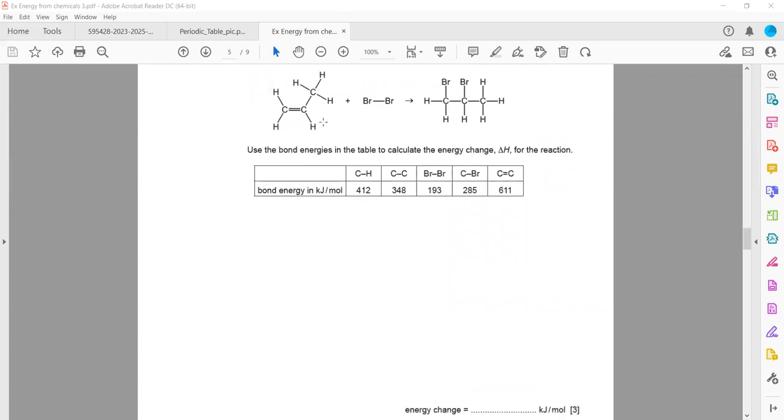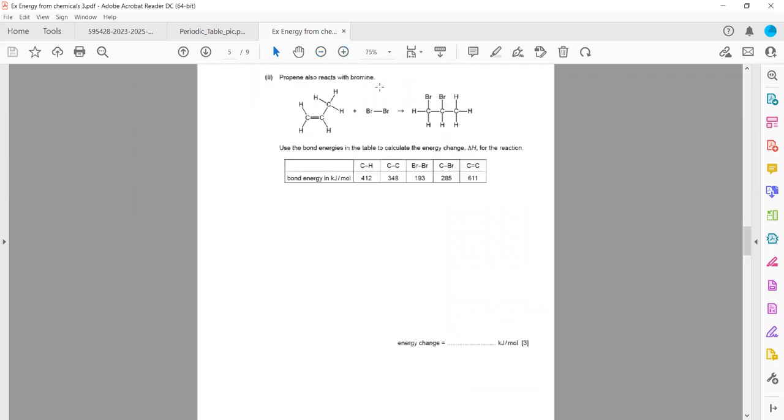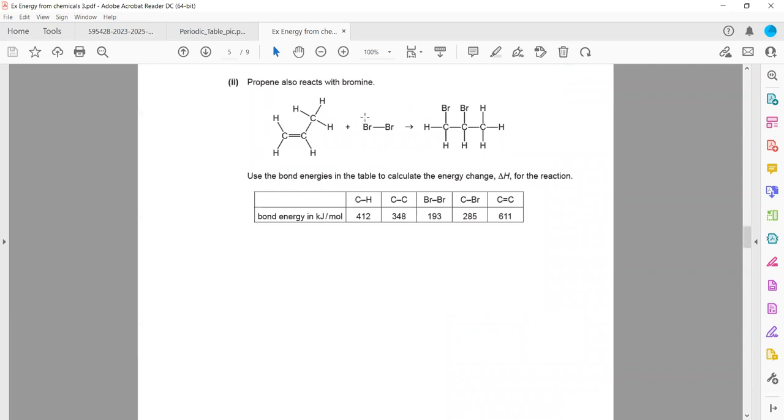The next question, we have to calculate the energy change for this reaction in which propene reacts with bromine to give dibromopropane. Remember, the reactant side is always the bond breaking side, and the product side is bond forming, and bond breaking minus bond forming will give us the energy change. So identify the bonds which you are breaking.